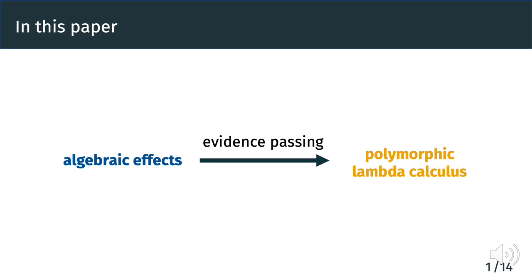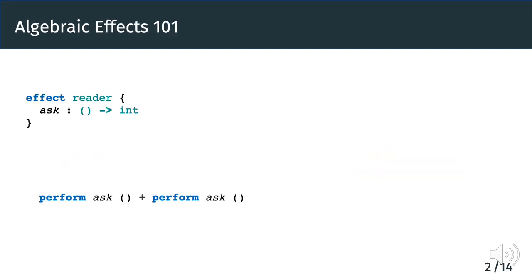Before we go to the technical details, let's start with an overview of algebraic effects. Algebraic effects and the extension with handlers are a powerful way to incorporate effects in programming languages. To understand how it works, we start with a typical example of the reader effect. On the left-hand side, we define a simple effect, reader, which has a single operation, ask. The type of ask says that you can call ask by providing a unit argument. It will then return you an integer.